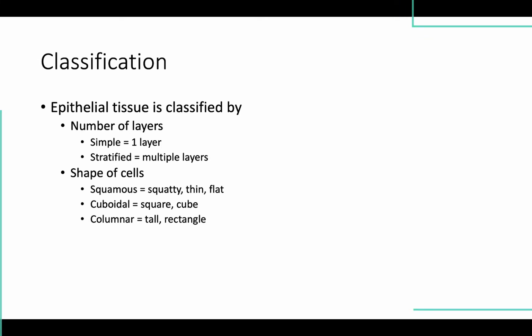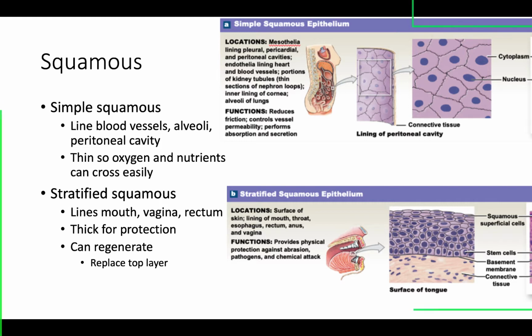A squamous cell is squatty, thin, and flat. Sometimes we say squamous or squamous, whichever way you say it, but those are squatty. They're really thin and flat. Cuboidal cells are square, in the shape of a cube, and then columnar cells are tall and rectangular. So let's look at the squamous cells.